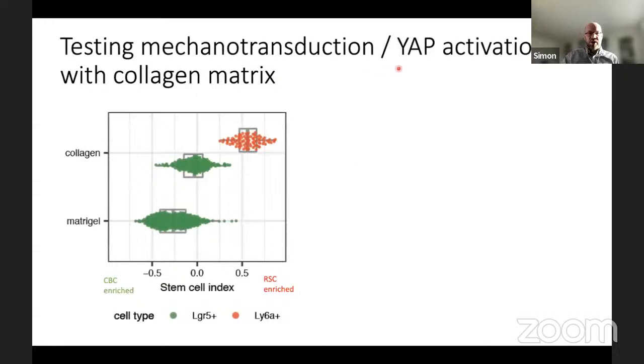And to test mechanotransduction, YAP is the key pathway involved in mechanotransduction. This is the pulling on the cells from the collagen and the matrix. So to look at that, we grew organoids in Matrigel. We also grew them in collagen.